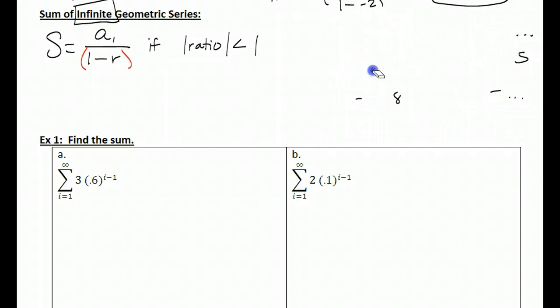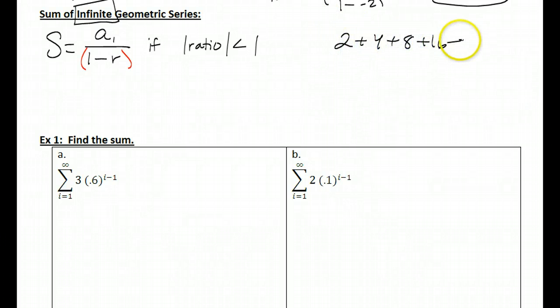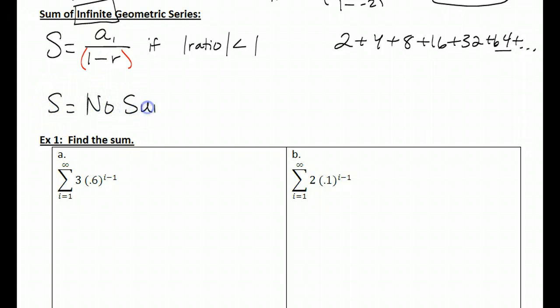And then let's look at another situation. Let's suppose that I went the other way around and I had this series. 2 plus 4 plus 8 plus 16 plus 32 plus 64 plus... The same rule does not apply because every single time here the numbers are getting bigger and bigger. And so actually we cannot find a sum if that is happening. So actually, if the absolute value of the ratio is greater than or equal to 1, we can't find a sum.